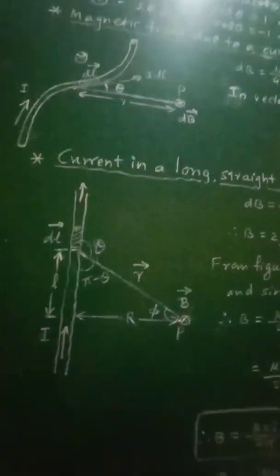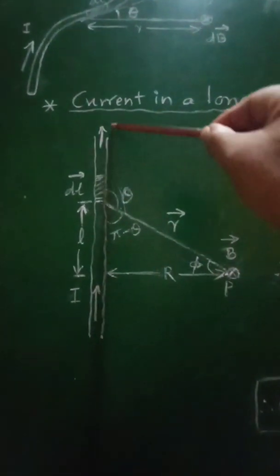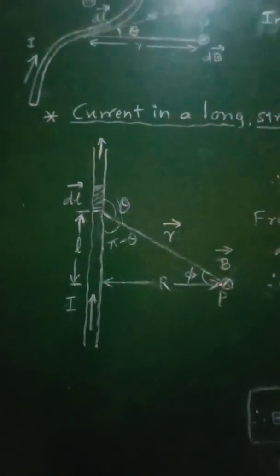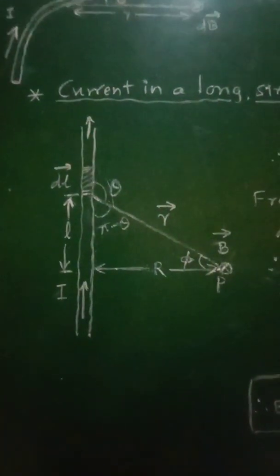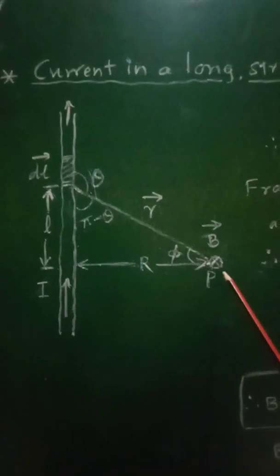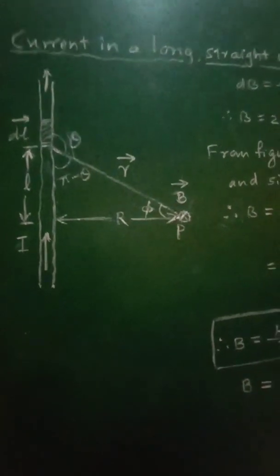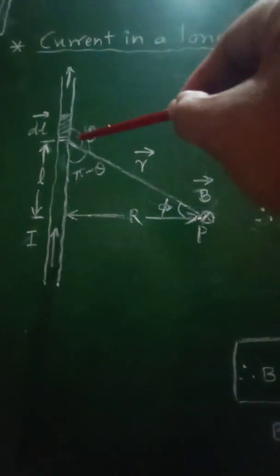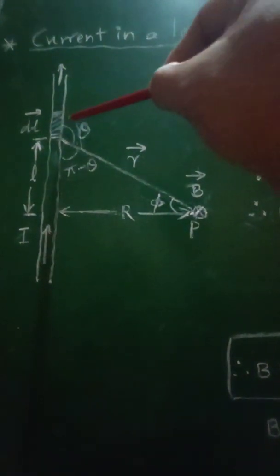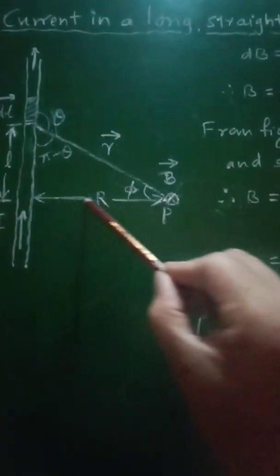In order to find that magnetic field, let us consider the infinitely long straight wire which is carrying current I. Then let dl be the small element of that conductor or wire. Then P is the point at which we have to find out the magnetic field due to that infinitely long straight wire, and let small r be the distance of that element from this point P, and capital R is the perpendicular distance from that wire to that point P.